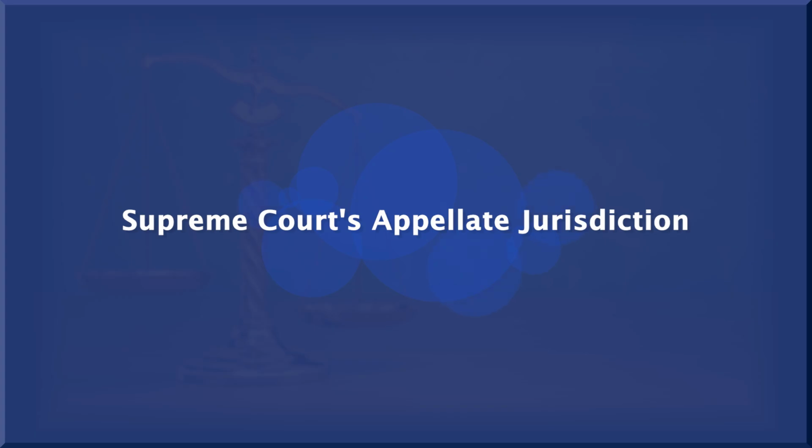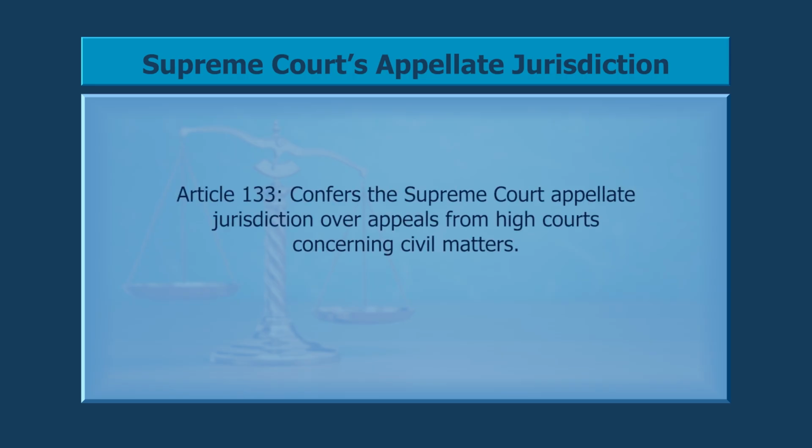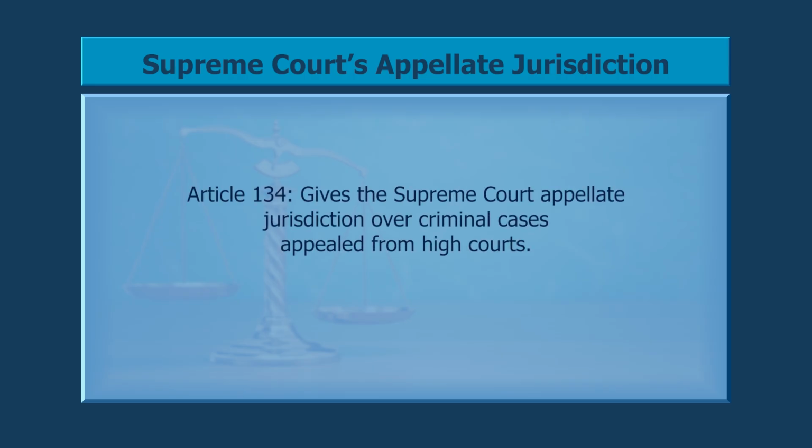Supreme Court's Appellate Jurisdiction, Article 132. It grants the Supreme Court appellate jurisdiction over appeals from high courts in matters related to the Constitution. Article 133 confers on the Supreme Court appellate jurisdiction over appeals from high courts concerning civil matters. Article 134 gives the Supreme Court appellate jurisdiction over criminal cases appealed from high courts.